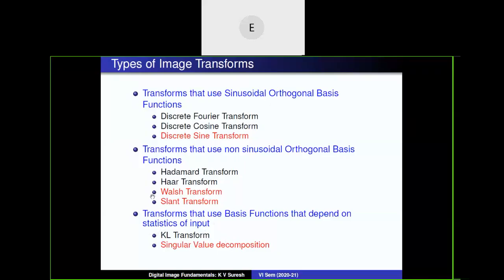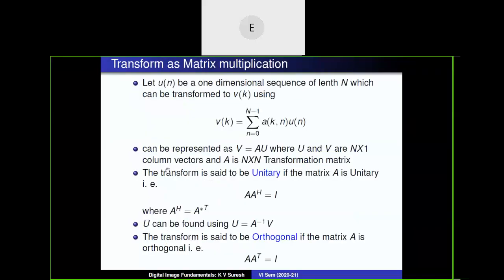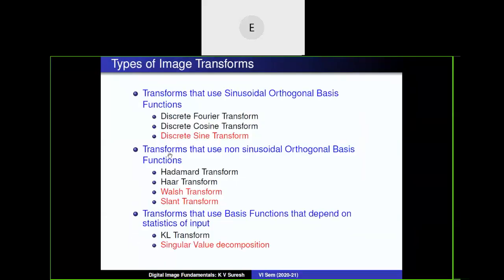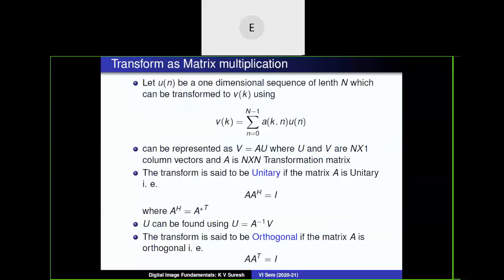So these are various categories of image transforms. One category uses sinusoidal basis functions, the second category non-sinusoidal basis functions, and the third category where the basis function depends on the statistics of the input. Any doubt before we go to the math part of it? Any doubt? Can somebody respond? No, sir. Okay, so now let us go to the mathematics.